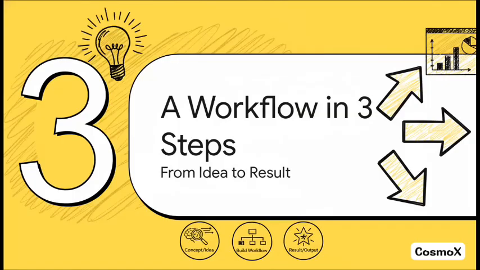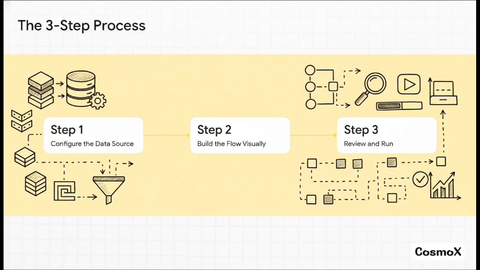Okay, so that's the high-level pitch. Sounds great, right? But what does it actually look like to use it? Let's walk through a super simple workflow to see just how fast you can get from a basic idea to a real result. And it really just comes down to three main steps. Yep, it's a simple three-part process. First, you hook up your data. Second, you build out your logic on the visual canvas. And third, you hit run and review the results. So let's break down what each of those steps actually looks like inside the studio.